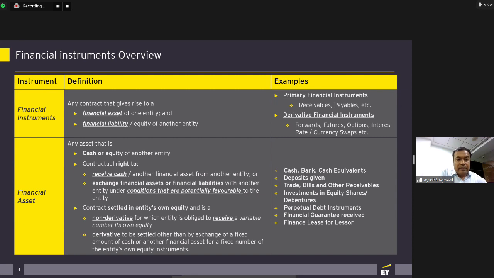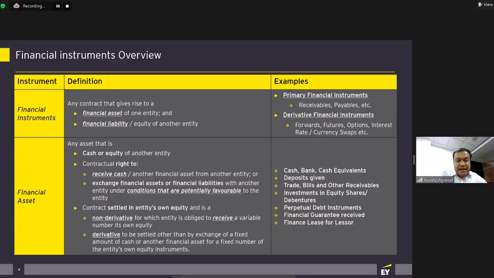Now, let's look at the definition of a financial asset and that of a financial liability. A financial asset is either cash. This is the definition straight out of Ind AS 109, and let's understand what this definition tries to cover within its ambit. A financial asset is either cash, very straightforward, or equity of another entity. If there is an investment into the equity instrument of another entity, that is straight away a financial asset.